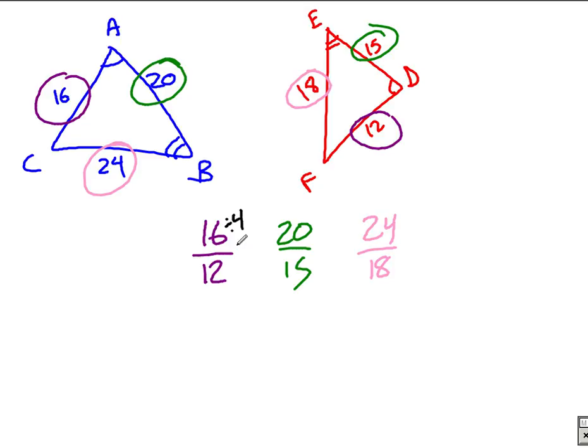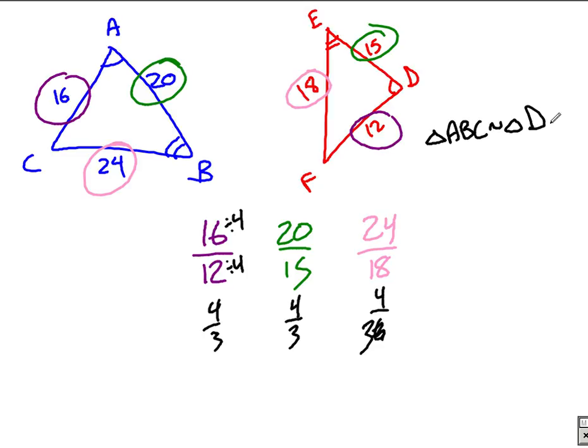I divide both top and bottom here by 4 if I reduce. I get 4 over 3. Do the same dividing by 5 here. Gives me again 4 over 3. Dividing by 6 here. 4 over 3. Same exact ratio, same similarity ratio, so I have similar triangles. If I do triangle ABC this time, it would be similar to DEF, but 1 to 2 to no markings. So DEF again, 1 to 2 to no markings.